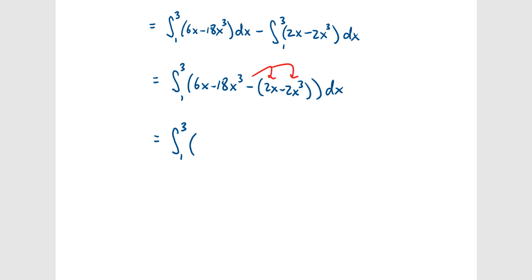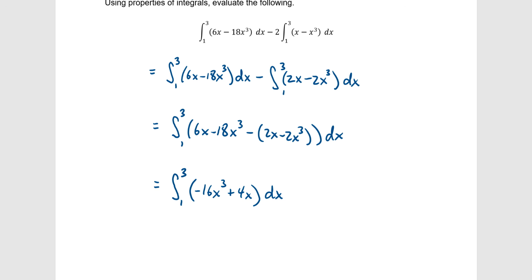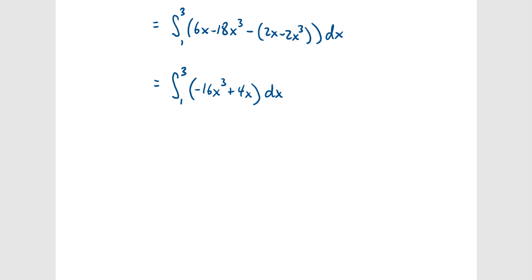So that's going to be 6x minus 2x. That's going to end up giving a, let's write this in order actually. Let's write this in order in standard form for polynomial. So we have negative 18x cubed minus negative 2x cubed. Negative 18 plus 2, we get negative 16x cubed. And then we have 6x minus 2x, so plus 4x. So that is what we're integrating now, which obviously looks a lot easier than what we started with. So let's go ahead and integrate.